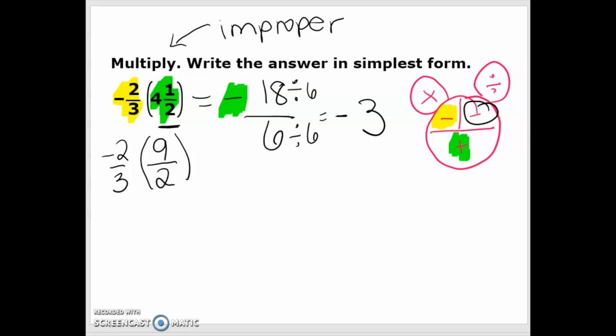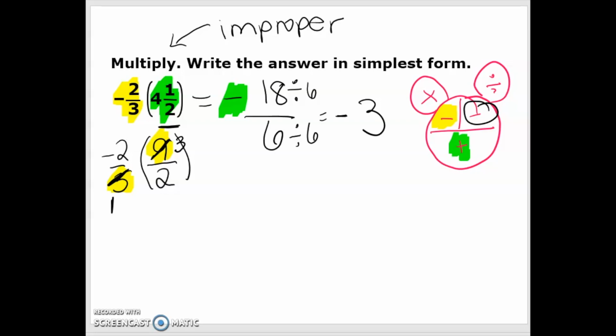Negative 3. Now some of you are going, wait a minute, Mrs. Van Keulen, I'm pretty sure that we could have skipped that whole simplifying step had we done it in the beginning, which is correct. Some of you are familiar with what we call cross-canceling, where if I look across here, I've got a common factor. 3 and 9 are both divisible by 3. So I could have divided 3 by 3 and gotten 1, and 9 by 3 and gotten 3.